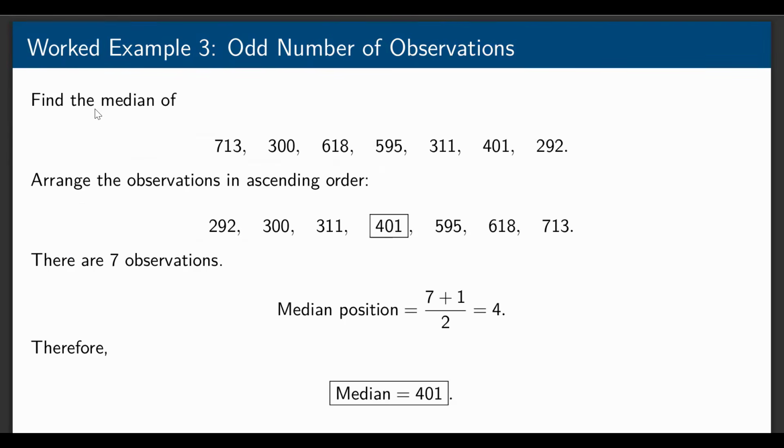Here's an example. Find the median of 713, 300, 618, 595, and so on. I mean, these figures, okay? First of all, let's arrange the observations in order. We'll do ascending order. So after arranging in order, we have this. Now note there are 7 observations. So once they are odd, you can find the median by simply taking the number of observations. We'll use the formula.